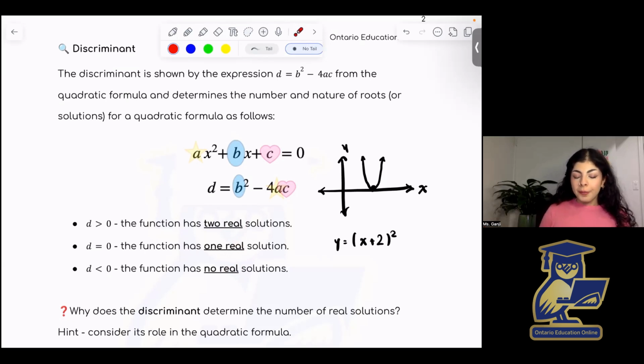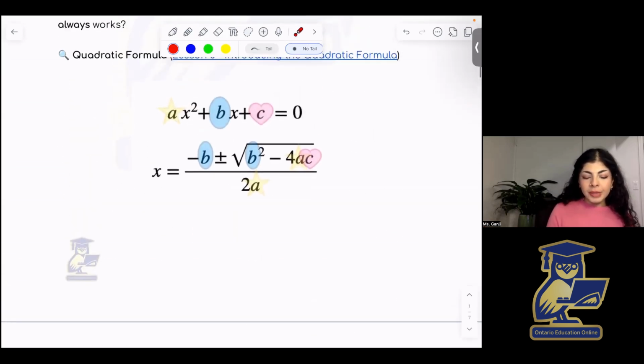To see what other option we have, I first want you to consider this question: why does the discriminant determine the number of real solutions for us? Your hint is to consider its role in the quadratic formula. If we go back to the quadratic formula, that b squared minus 4ac is under the square root. So whatever value it has, it's under the square root.